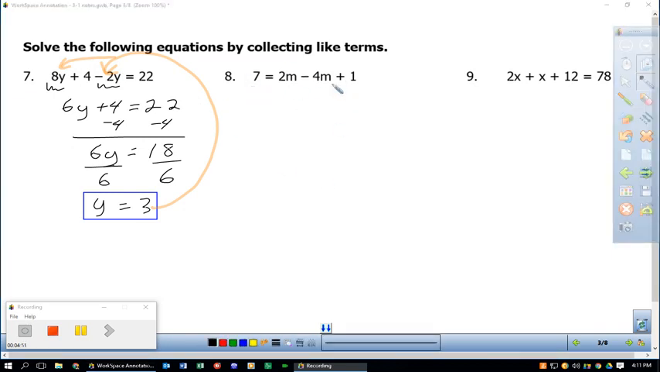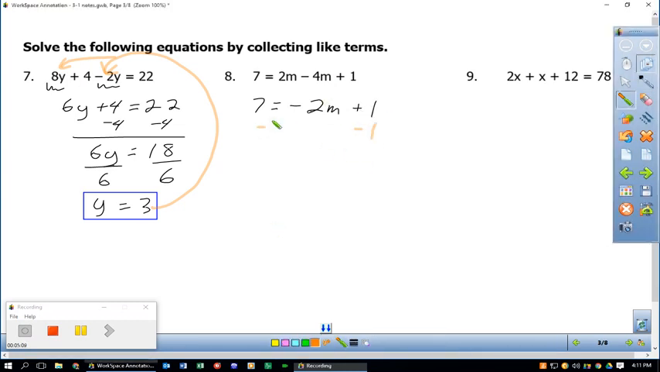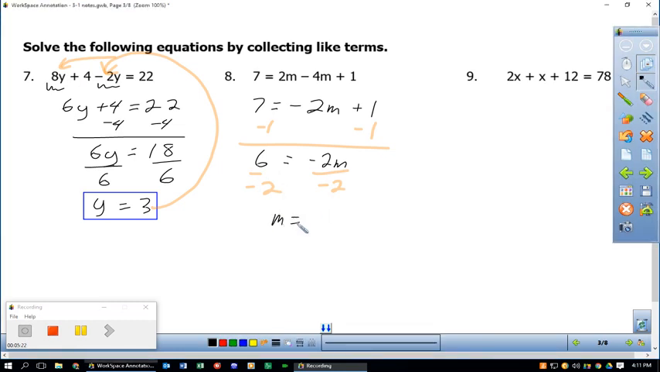Okay, number 8, rather. 7 equals 2m minus 4m. Well, that is 2 minus 4 is negative 2, so negative 2m. Bring down the plus 1. So we'll need to subtract 1 from both sides. That is negative 2m equals 6. Dividing by negative 2, we have that m equals negative 3. And again, you need to take that and plug it back in. Everywhere you see an m, put in a negative 3 and see what you get.